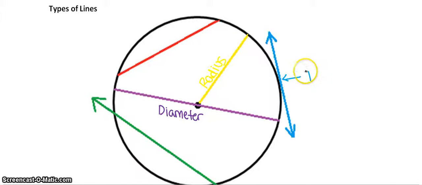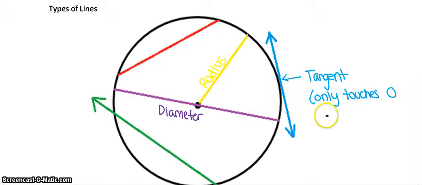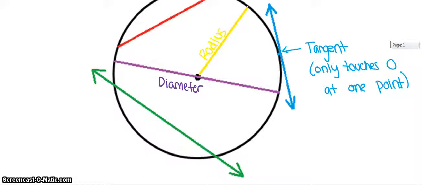Now for some new words, or actually, one of these isn't completely new. This line right here is called a tangent line. And tangent means just touching at one point. So it only touches the circle at one point. So it just brushes the circle. Okay, so just touching right there, it doesn't cross through the circle.